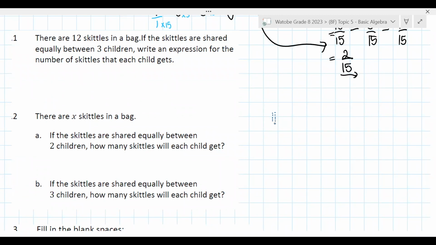Right, so we've got 12 Skittles in a bag. If the Skittles are shared equally between 3 children, now be careful here. I haven't asked for an answer. I've asked to write an expression for the number of Skittles that each child gets. So in the chat, what method would you use to figure out how many Skittles each of those children get?